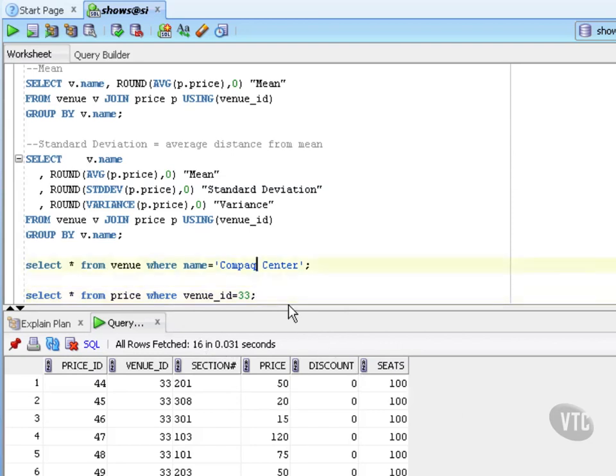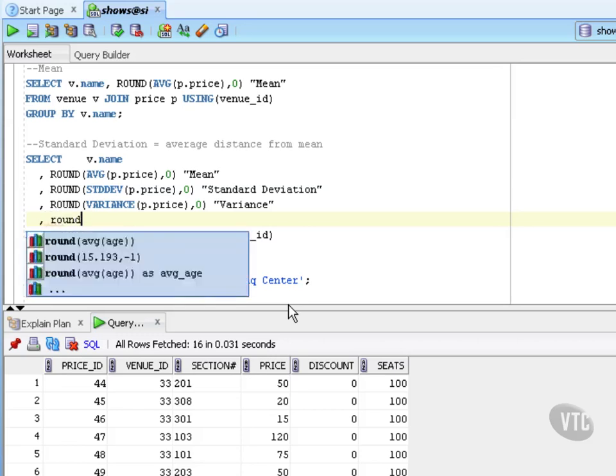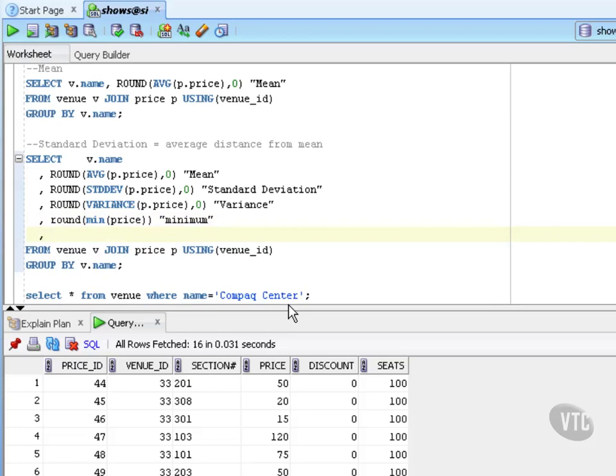So let's do a few other things here as well. Say min, and in fact what you could do is just round min price, and you don't need to include the 0 for the round function because that's the default. Round max price. Run it.